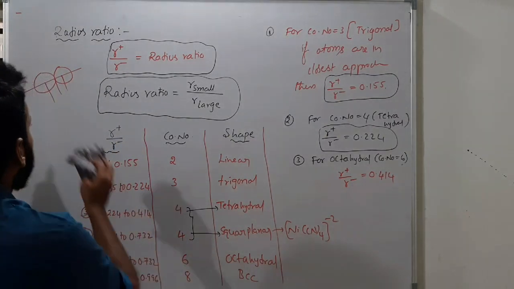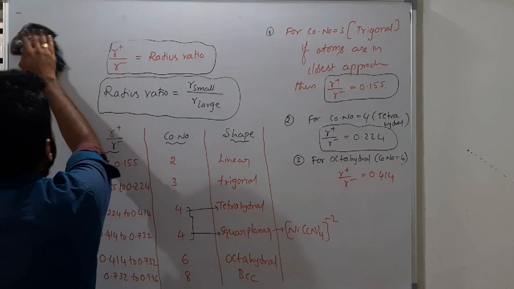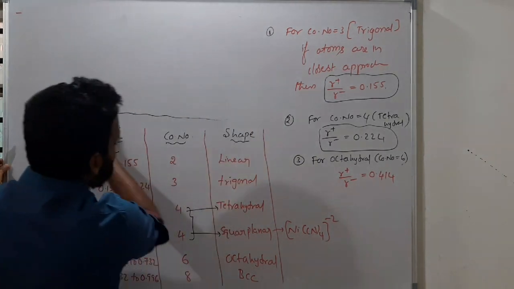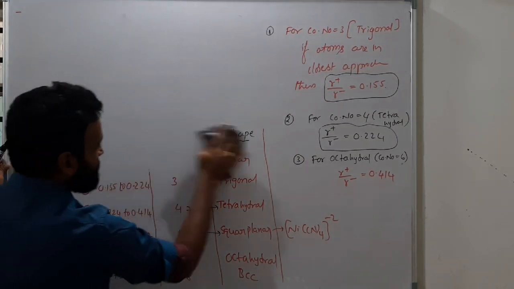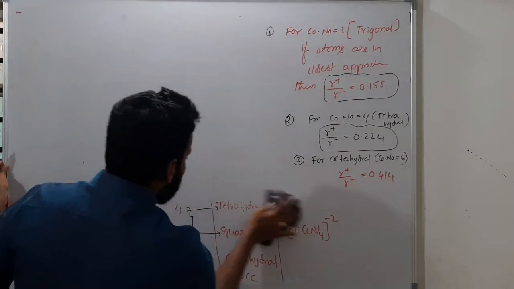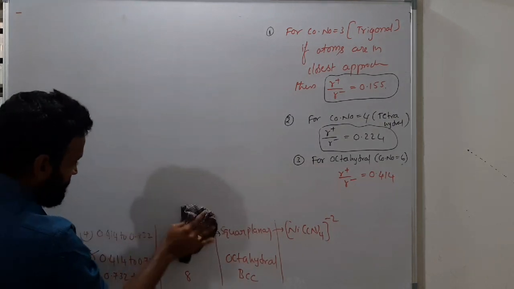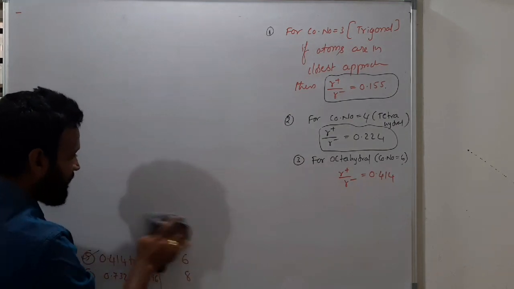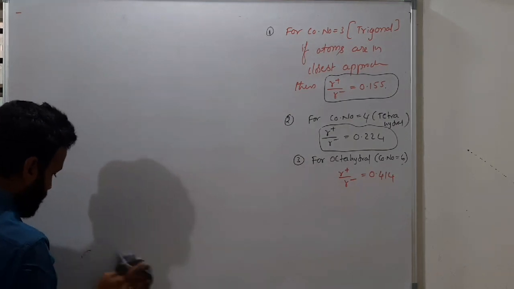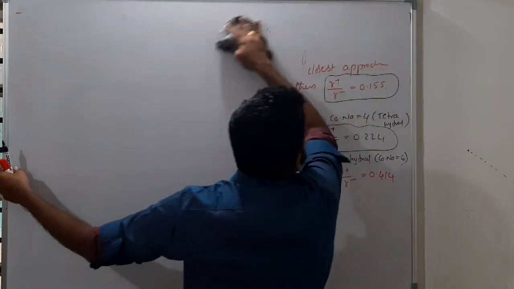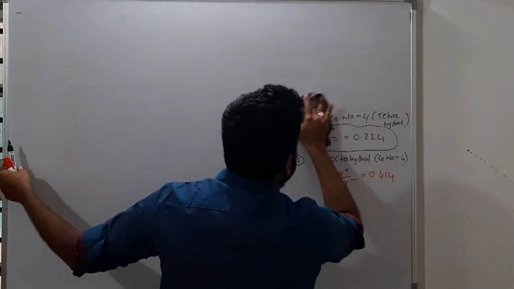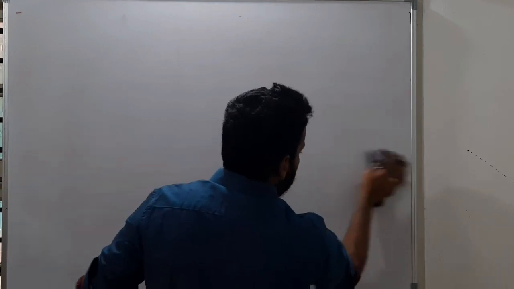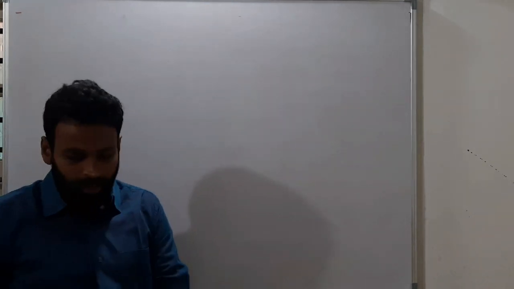So next we will discuss the most important thing, voids. What is a void? You have an idea already. A void is a free space that exists in the crystal lattice unit cell. So how many types of voids do we have? Those we will discuss now. First we have to discuss the void. So what is a void?